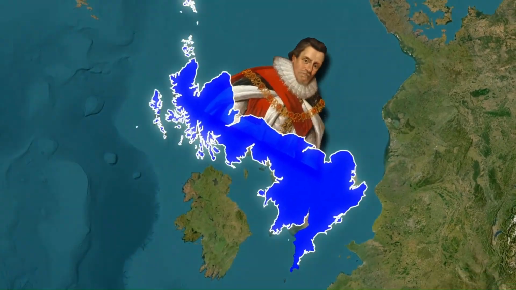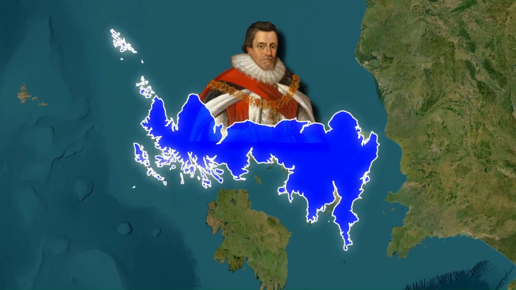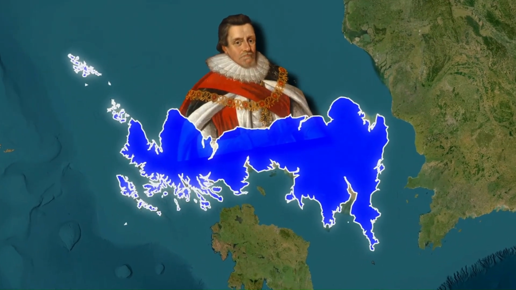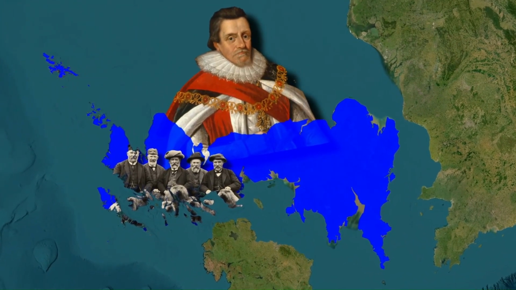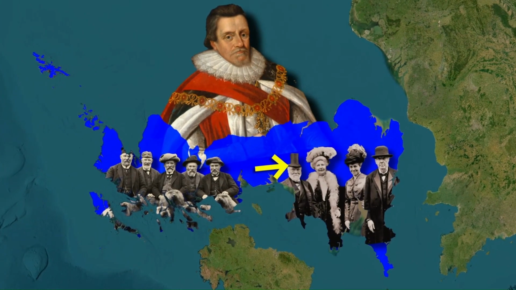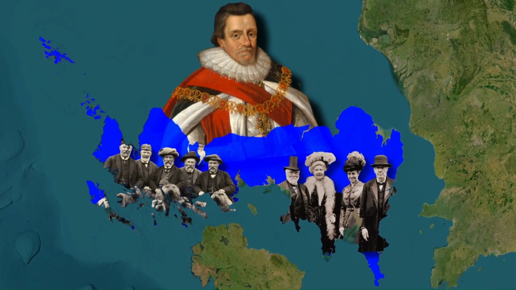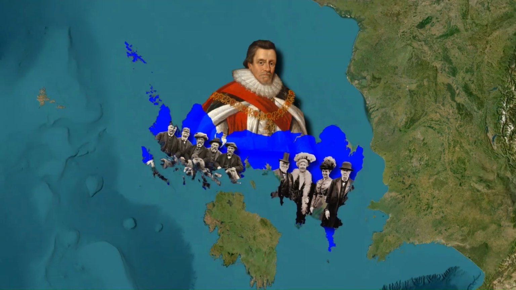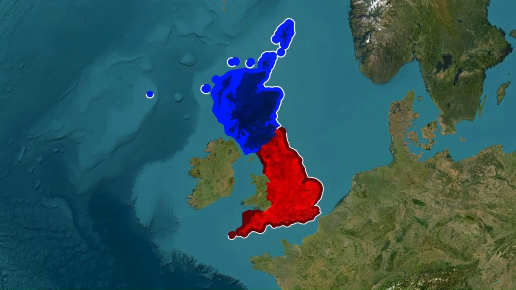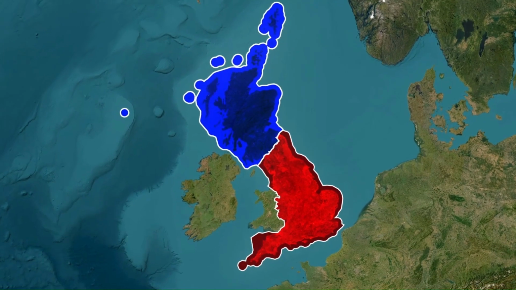James dreamed of merging the two kingdoms into a single state, but the idea was deeply unpopular. The Scots feared they'd be treated as second-class citizens under England's greater wealth and influence. The English, meanwhile, worried that James would impose Scottish rule over them. With resistance from both sides, unification was a non-starter.